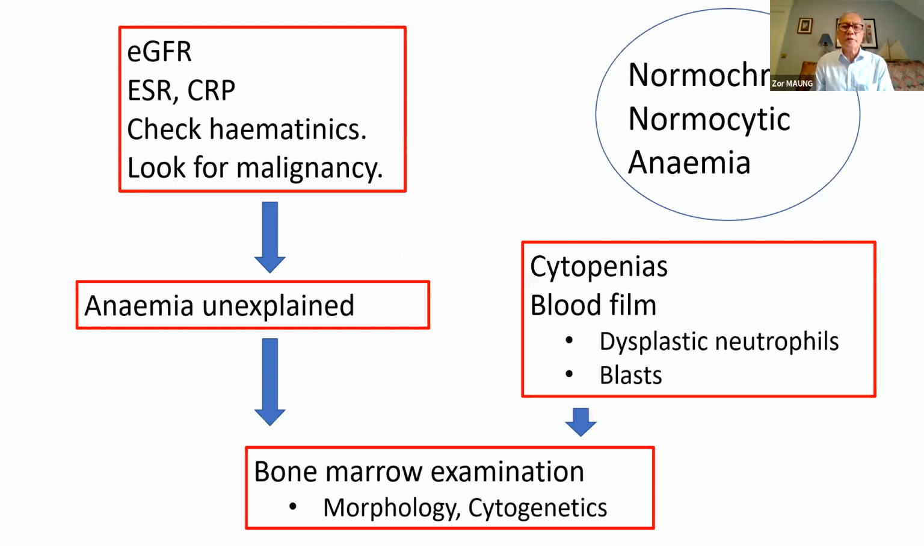So this is another algorithm for normochromic normocytic anemia. Check the renal function, like eGFR or creatinine, and ESR would be worth doing. If it's very high, think of anemia of chronic disease. You still should check some hematinics because there could be some mix. So a deficiency anemia can be mixed with renal failure or anemia of chronic disease. And think of underlying malignancy, such as kidney disease, lung cancer. If the anemia is still unexplained, talk to hematology. Or if the blood film shows leukemias or some abnormal features, then think of bone marrow disease as an underlying cause, and then talk to the hematologist.